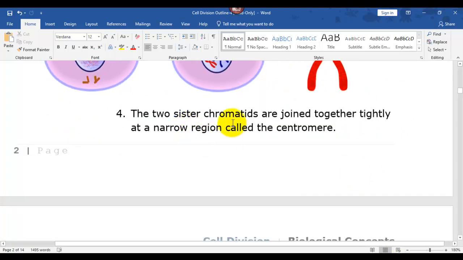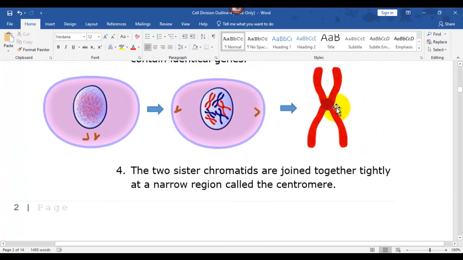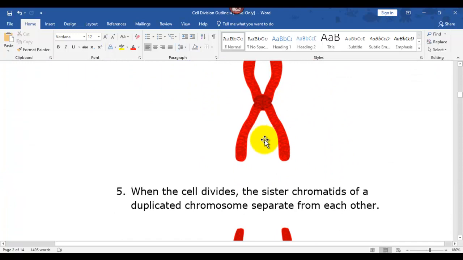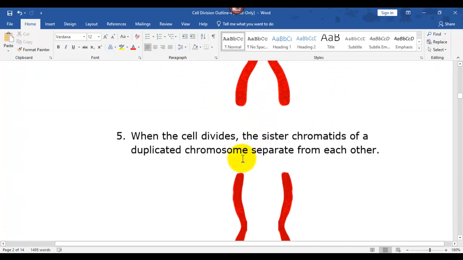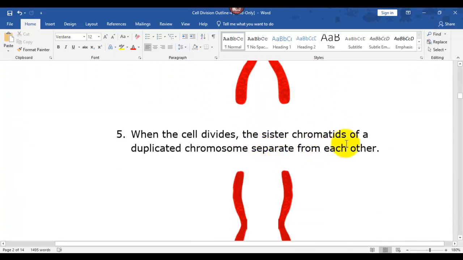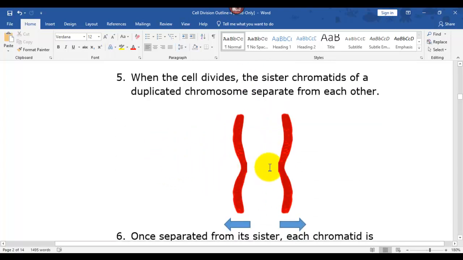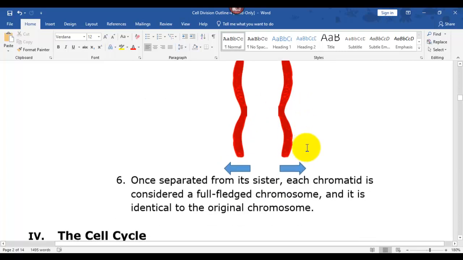So, yeah, two sister chromatids are joined together tightly at a narrow region called the centromere, which is what that is. So there it is right there. When a cell divides, the sister chromatids of a duplicated chromosome separate from each other. There's a stage in mitosis and meiosis. Meiosis is different. It's got two stages. But right here, these will split.